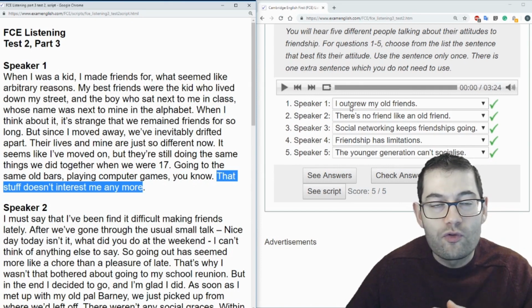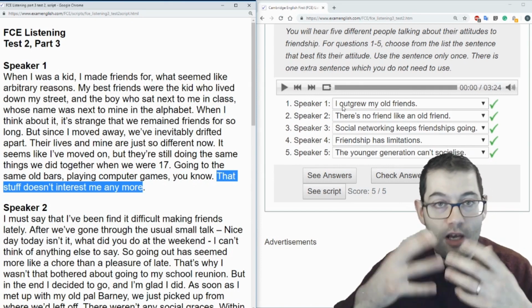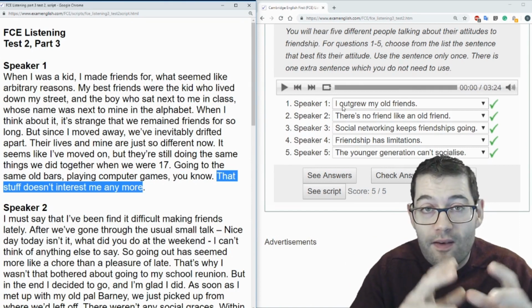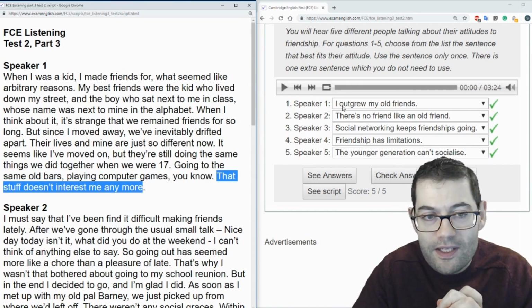And that's the idea that gives us our answer: I outgrew my old friends. I am older, I've got more and different interests, whereas my old friends have got the same interests from when they were younger.